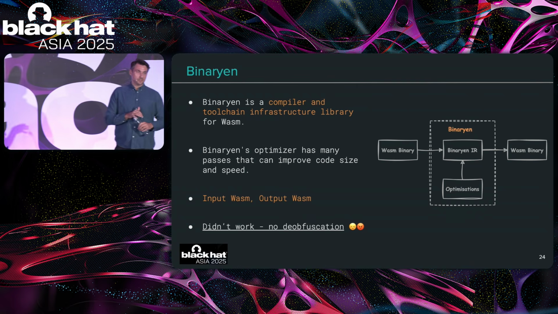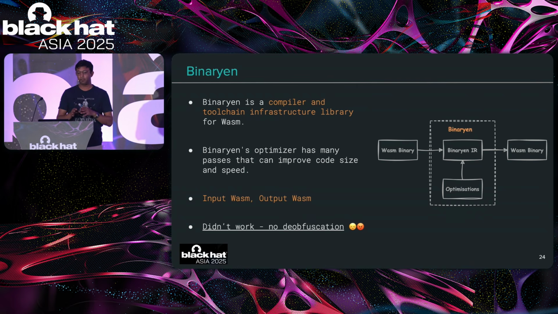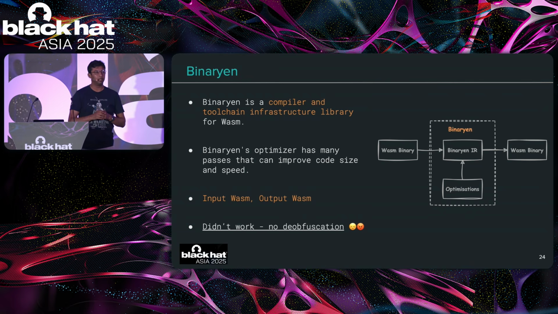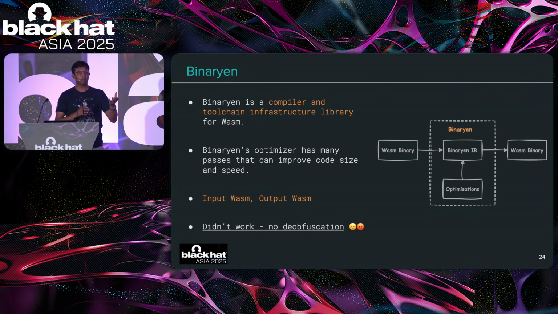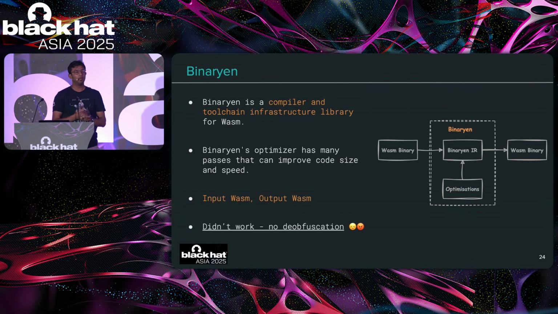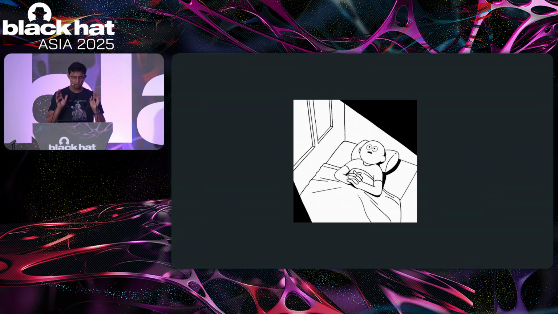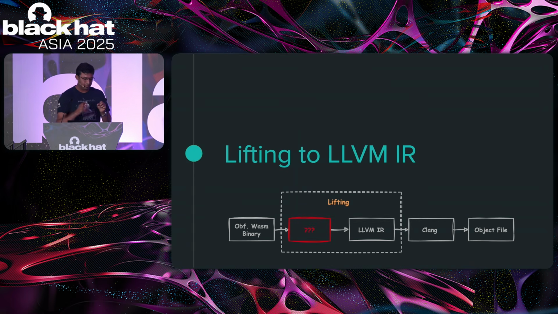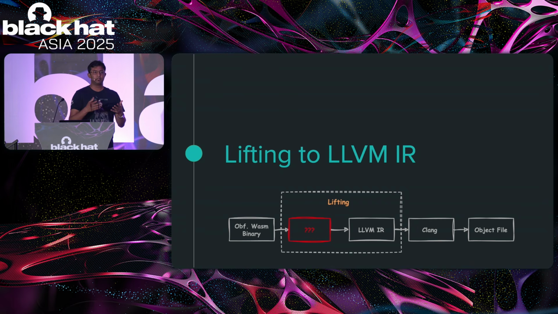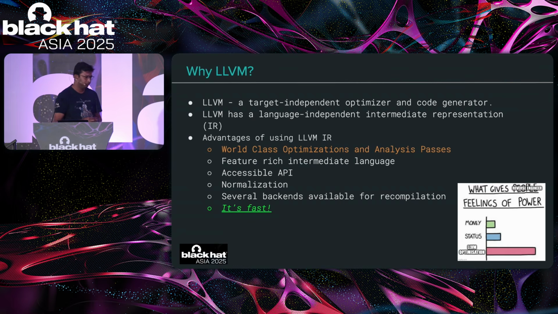Now, the idea that was introduced is that we can use a compiler for de-obfuscation. So we started with a tool called Binaryen. It takes WebAssembly as the input and WebAssembly as the output, and it performs some optimizations in the middle. So we thought, in theory, it can solve the problem. We gave it a very simple obfuscated program as the input, and it was not able to de-obfuscate it. So it didn't work for us. We needed to do some thinking. And then we went back to the idea that, okay, let's lift it to LLVM IR and see how it goes from there. So why LLVM?